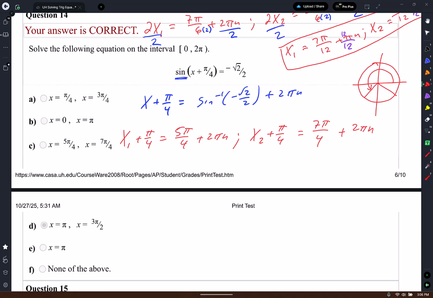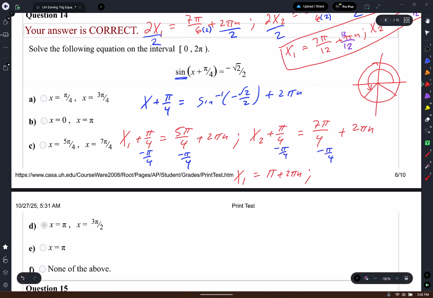Look at this. Just subtract minus pi over 4, minus pi over 4. 5 pi over 4 minus 1/4 pi is just pi. So I'm going to have x1, what did I write it right here? x1 equals pi plus 2 pi n, semicolon. Subtract minus pi over 4, minus pi over 4.